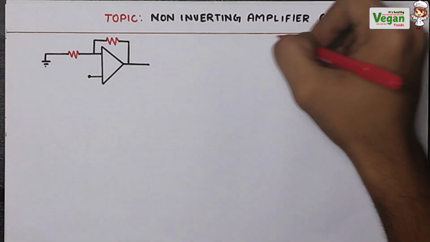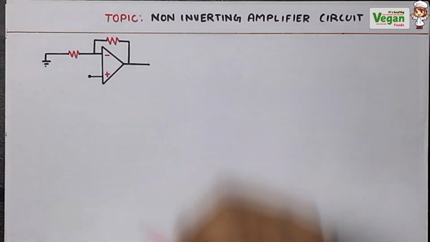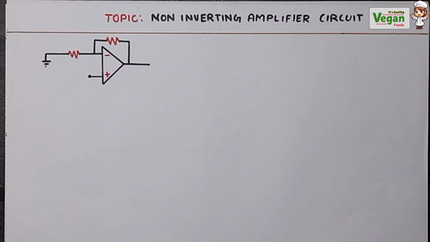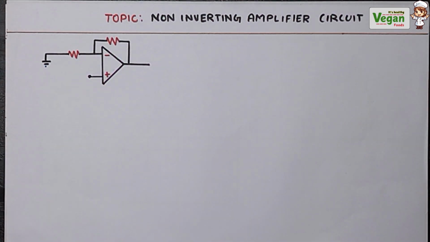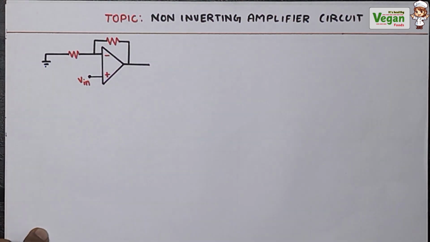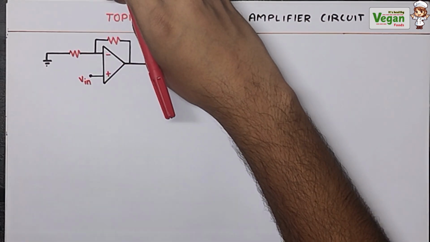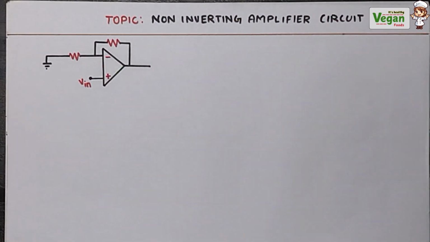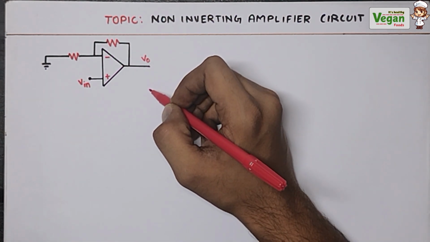So in a non-inverting amplifier circuit, the input will be given to the positive terminal of the operational amplifier. So this is the operational amplifier. The input will be given to the positive, that is the non-inverting terminal. Positive is the non-inverting terminal and the negative terminal is called the inverting terminal. The input will be given to the non-inverting terminal. This is the output voltage V0 or Vout.